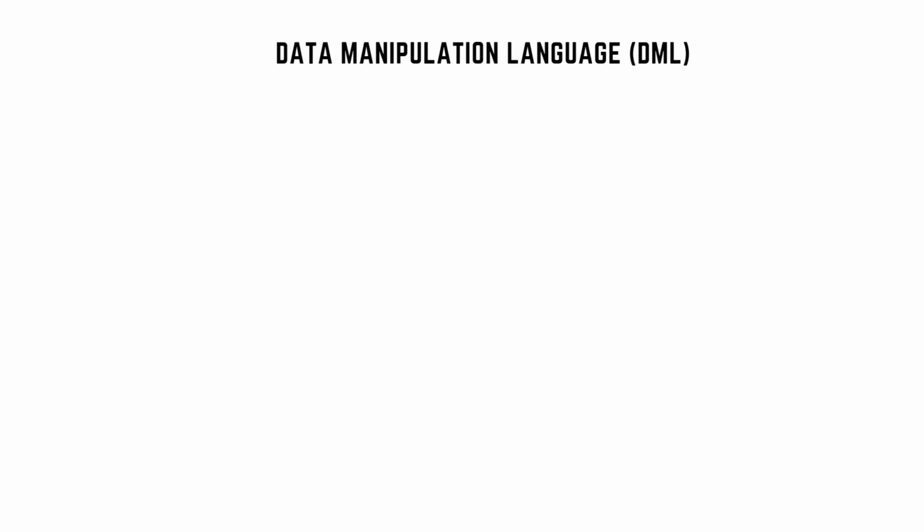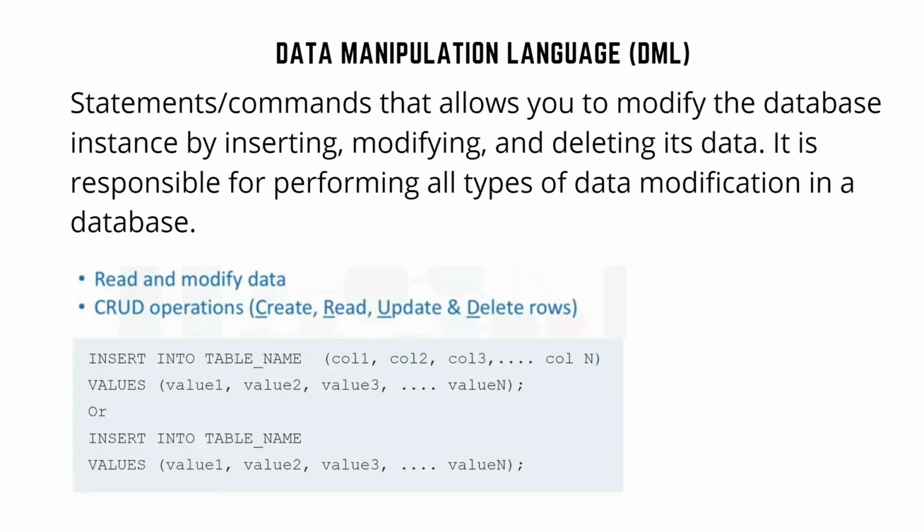So that's it. And the next term is data manipulation language. Manipulation basically means that we are changing the table's data, which is a part of the database. So these are statements or commands that allow you to modify the database instance by inserting, modifying or deleting its data. It is responsible for performing all types of data modification in a database. Data manipulation is create, read, update or delete. And the examples include INSERT INTO table, as you can see in this example.